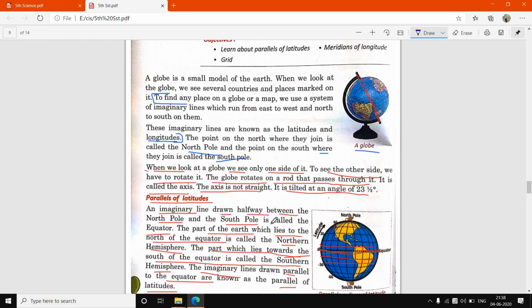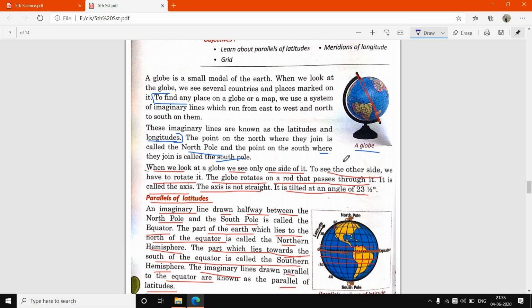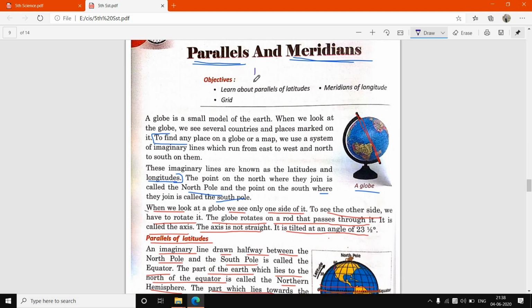So today we discussed parallels of latitude and what a globe is. We also saw the North Pole and South Pole. You have to write all these things in your notebook and learn them. So this is your homework today, and this is the end of your lecture.